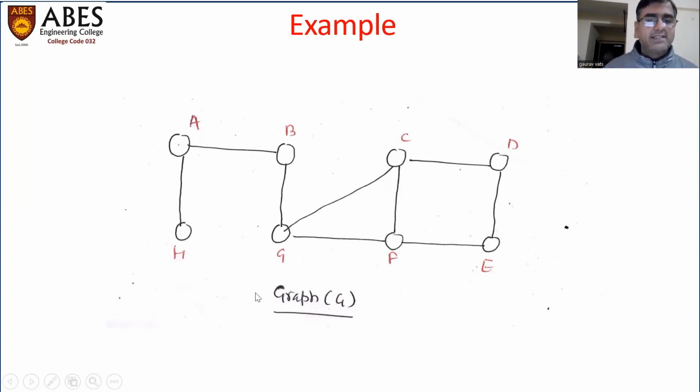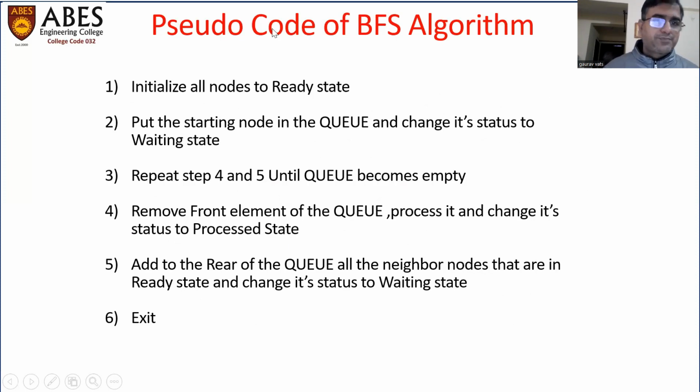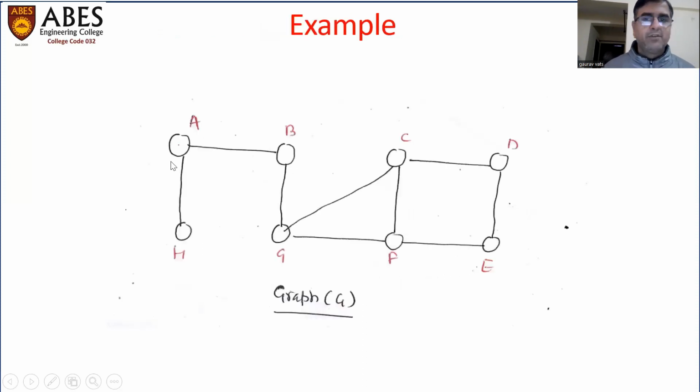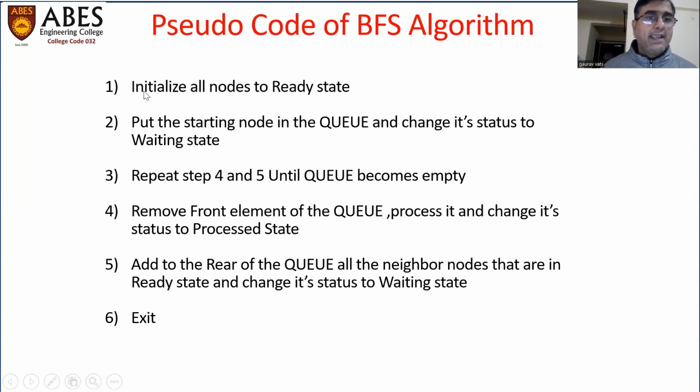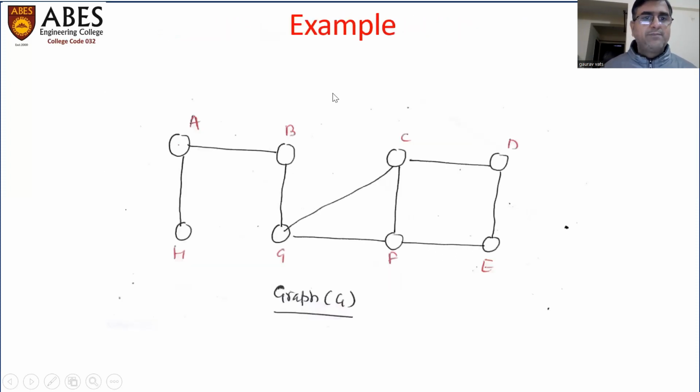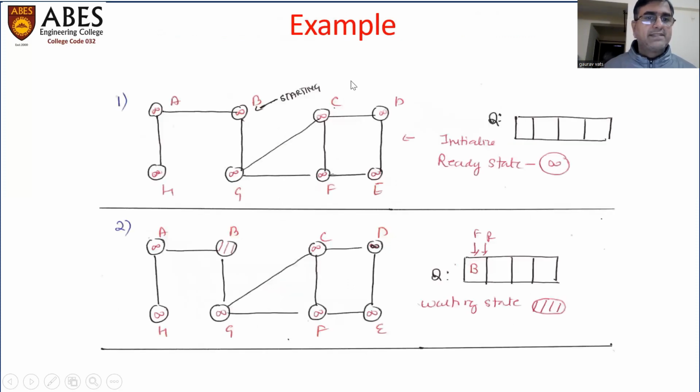These are the vertices connected to edges. Okay, I have to apply this algorithm in this given example. So the first point is saying initialize all the nodes to the ready state. Nodes are A, B, C, D. So my first step is this. I have initialized all the nodes to the ready state.